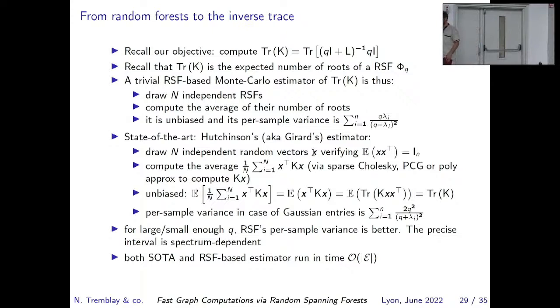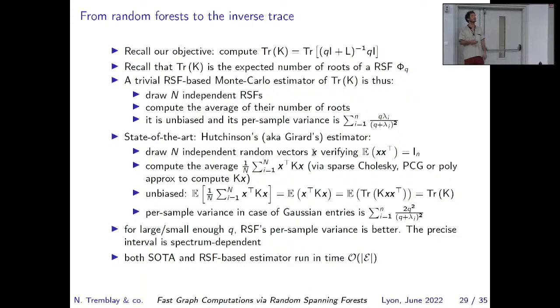So what can I say, if I want to compare both approaches? There are several things to say. One of them is that the per sample variance here compared to this one is spectrum dependent. So there's not a lot to say. The denominator is the same, but the numerator is different. Here it depends on q lambda_i. Here it's q squared. So it's hard to tell exactly which one is better. You can plot those things for different graphs.